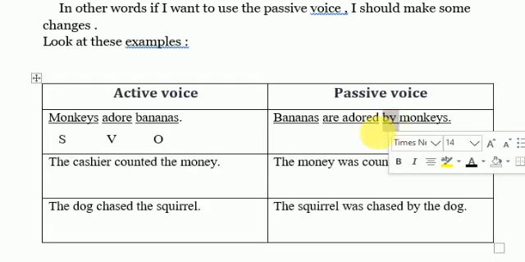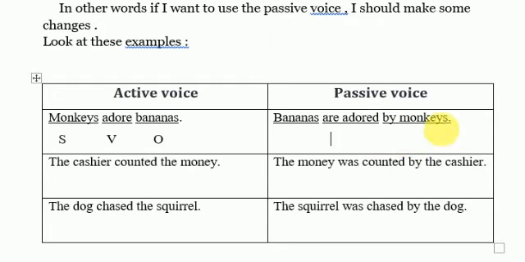The preposition by. Here, it's optional to say by monkeys or by something else. But if you want to make your sentence more specific and more precise, we have to add by. It means to know who is doing the action. Who is doing the action? Who is performing the action? By monkeys, by the cashier. I should add it at the end. All right. The same for the other sentence.